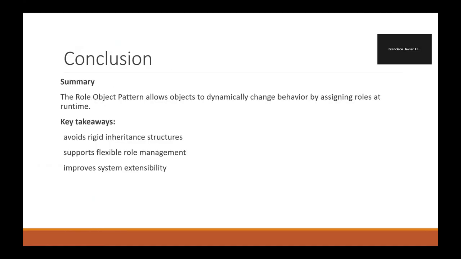So in conclusion, the role object pattern allows objects to dynamically change behavior by assigning roles at runtime. It avoids rigid inheritance structures and supports flexible role management. Overall, it improves system extensibility and maintainability.